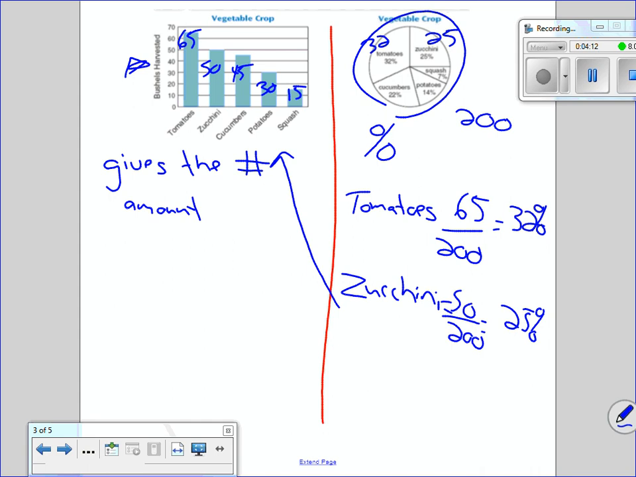So you see how they're both a little different? This one goes with the percent total. And this one right here actually gives us what is the total. When you're doing your science fair projects, I'm going to want a bar graph. Okay.